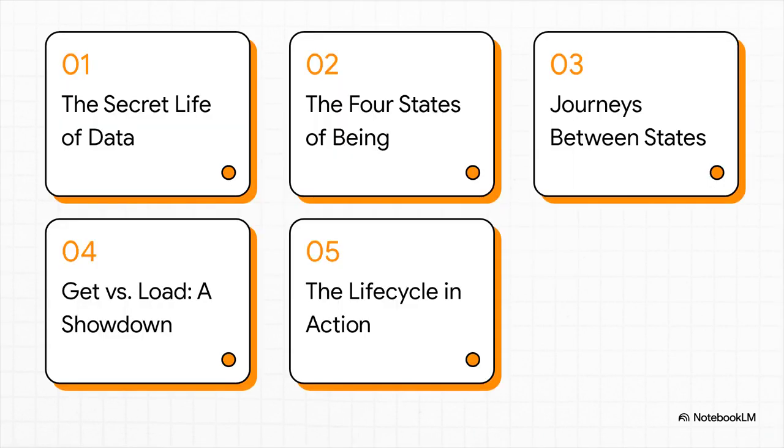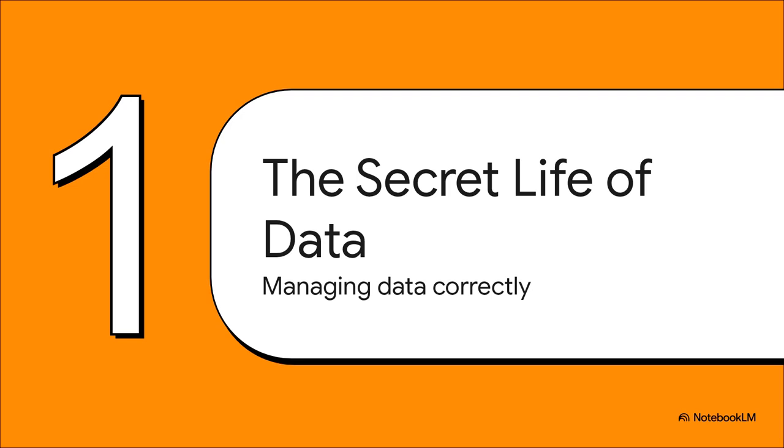So, here's the game plan. We're going to demystify this whole thing. We'll start by looking at the 4 states an object can live in, then we'll see how it travels between them. We'll even have a little showdown between 2 critical methods, get and load. And finally, we'll map all of this back to the CRUD operations you're using every single day. Okay, let's get right into it.